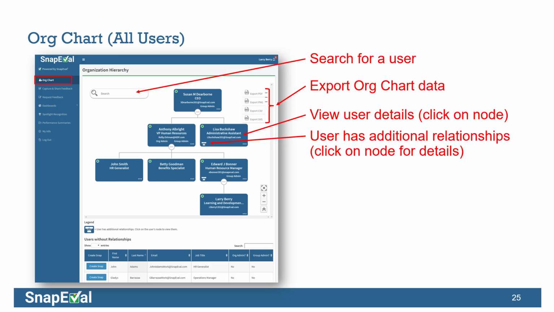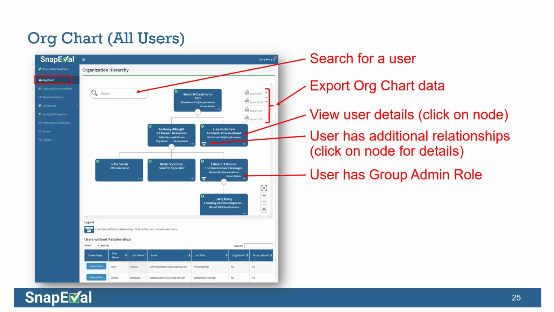If you see a node that has the icon shown here, it means that the user has additional relationships that aren't shown within the org chart. In other words, we can only effectively show one manager for each employee within the org chart, but you are allowed to have multiple managers if your organization administrator has set it up that way. This little icon indicates that a user has more relationships than what are shown in the org chart. And if you click on the node, you can see what those additional relationships are.